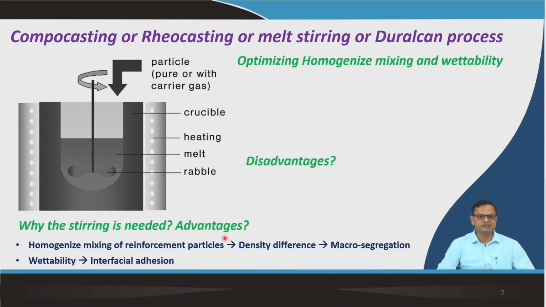Homogeneous mixing of reinforcement particles, and as I mentioned earlier, because of density difference there could be macro segregation. To avoid this macro segregation, stirring has to be optimized. Also, the stirring improves the wettability. Wettability means the wettability between the reinforcement and the molten matrix. If the wettability is better, then there will be better interfacial adhesion, and if the interfacial adhesion is better, as we all know, there will be efficient load transfer from matrix to reinforcement.